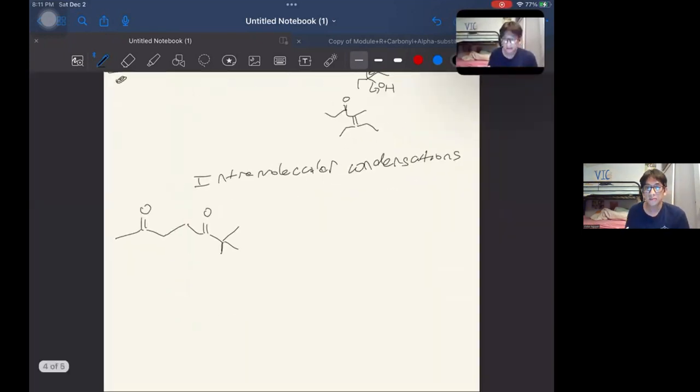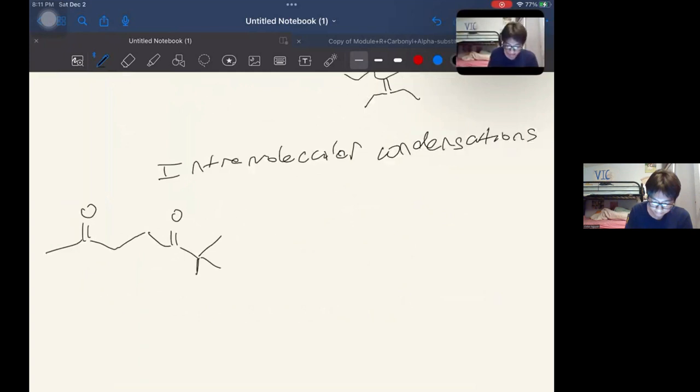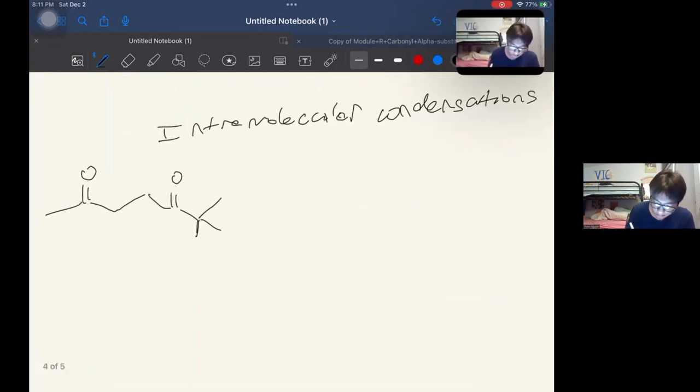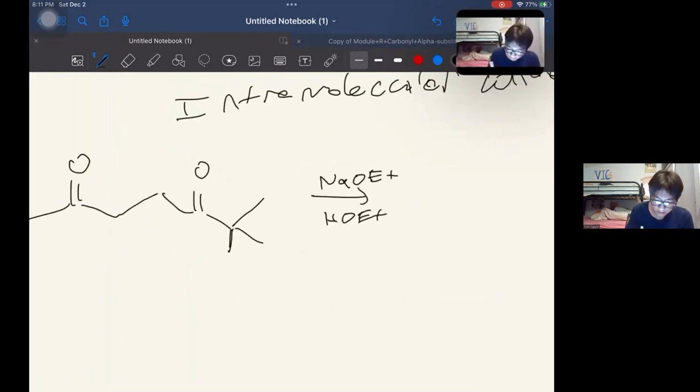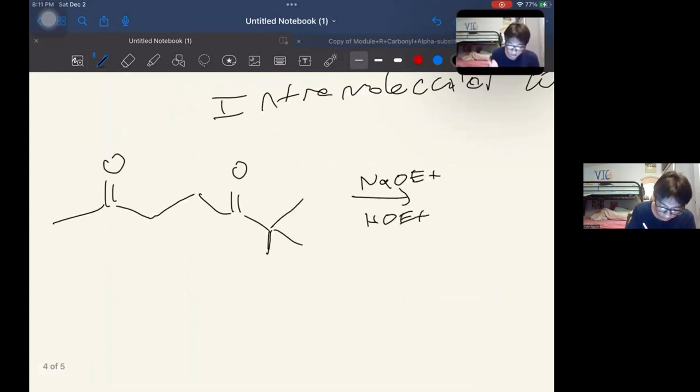And now let's look at some intramolecular condensations. Here, if it were to react with NaOEt, HOEt, there would be 3 alpha hydrogens, one here, and one here. This is a tert-butyl, so there's no room for hydrogen. And you know which hydrogen to pull off to form the original enolate because 5 and 6 membered rings are favored.